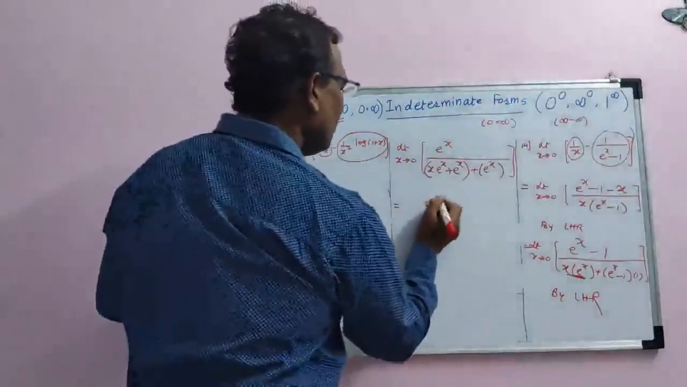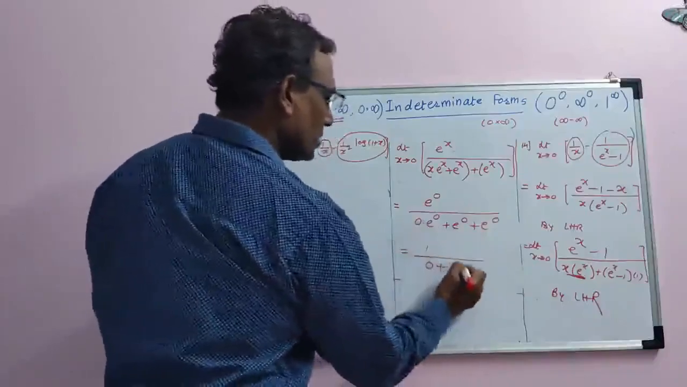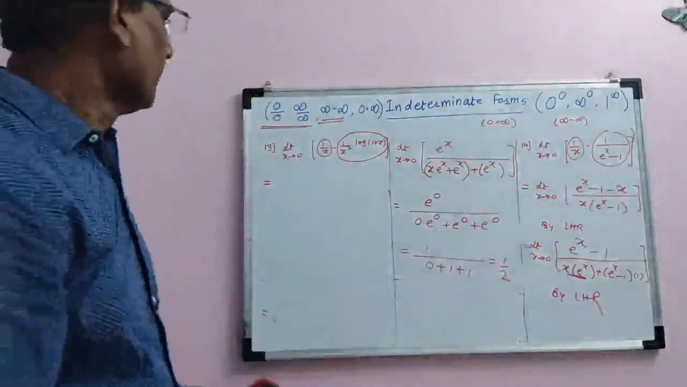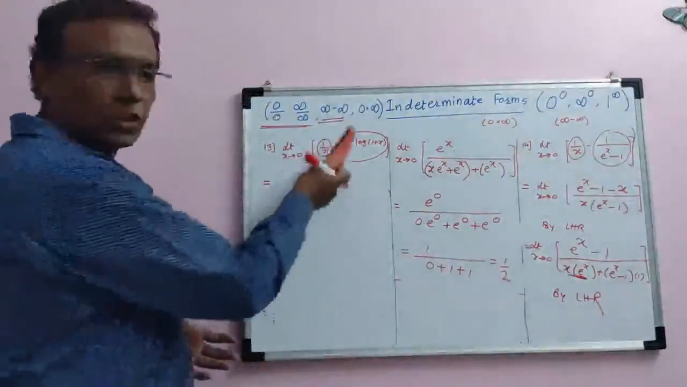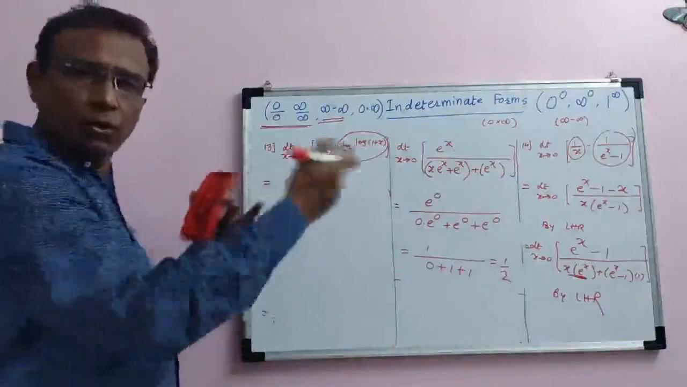In the next step, put the value of x. e raised to 0 is 1, e raised to 0 is 1, and what is the value of the limit? It is 1 by 2. Okay, in this way you can solve this problem. Take LCM x square and go on solving.